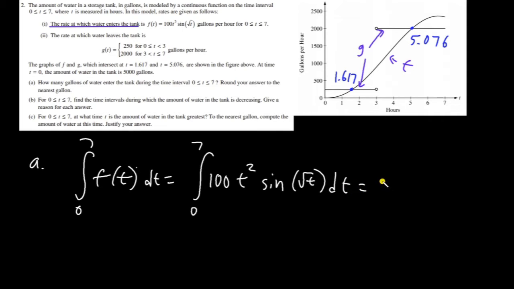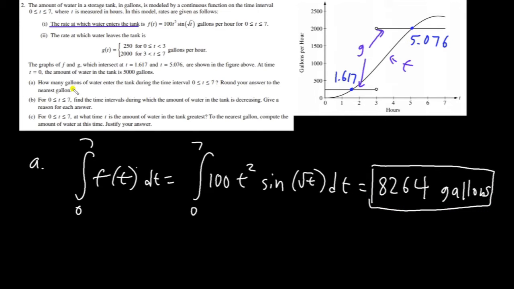That's going to be equal to, if you put this in your calculator, 8,264 gallons. And you can know that the units are gallons because they ask how many gallons of water enter the tank. This was a two-part question, one part for the integrand, one part for the answer.